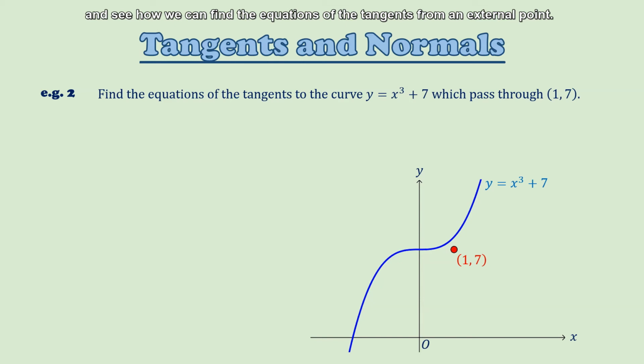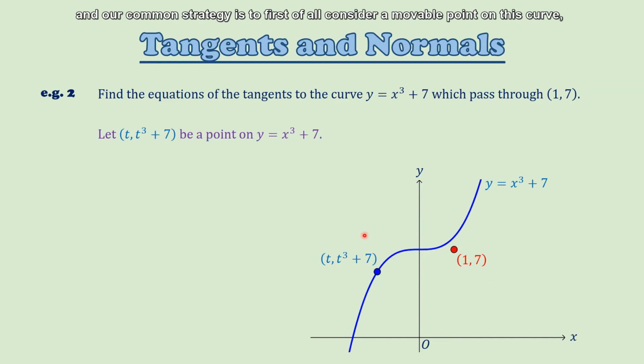In this example, we want to find the tangents to this curve y equals x cubed plus 7, which pass through this external point (1, 7). We call this an external point because this point does not lie on this curve. And now we want to find the tangents which pass through this point. This kind of question is usually tough to answer.